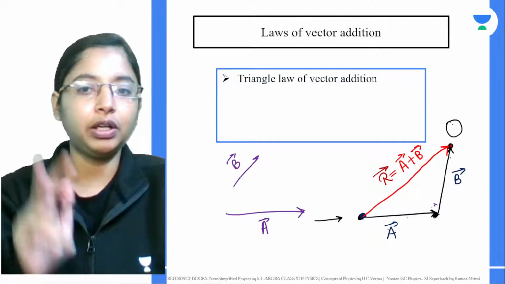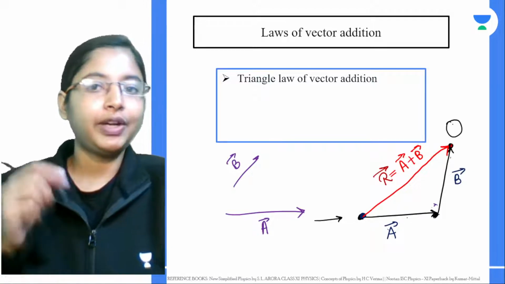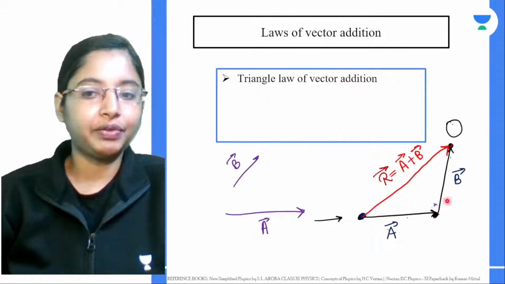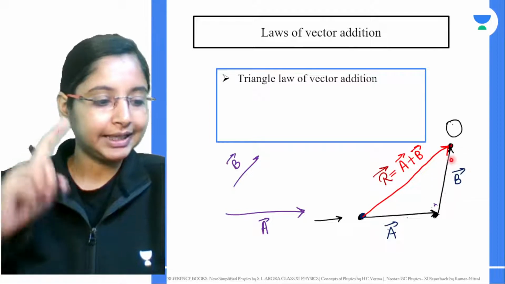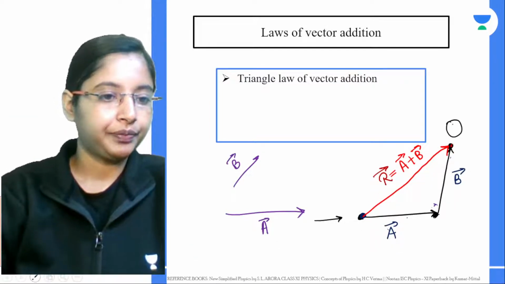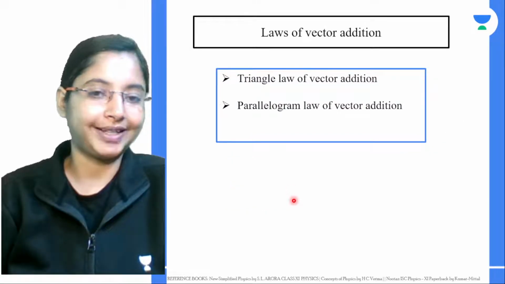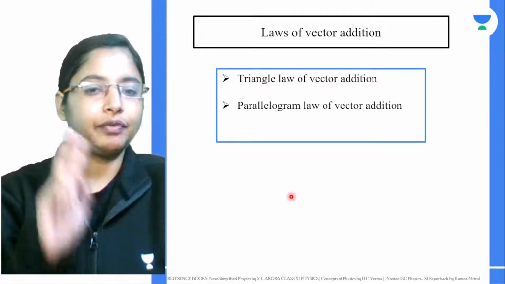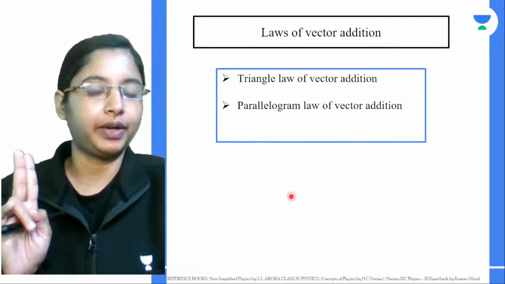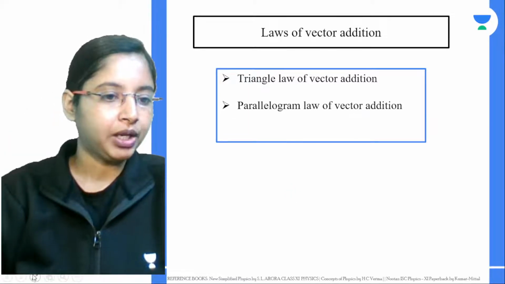When you say triangular, you can add only two vectors. Why? Two vectors take two sides of the triangle, and the result of those two is taken by the third side. Now the next one is the parallelogram law of vector addition. Even using the parallelogram law of vector addition, you can add only up to two vectors.